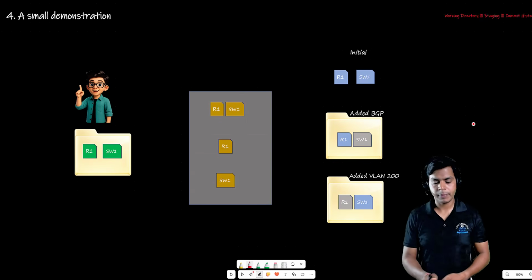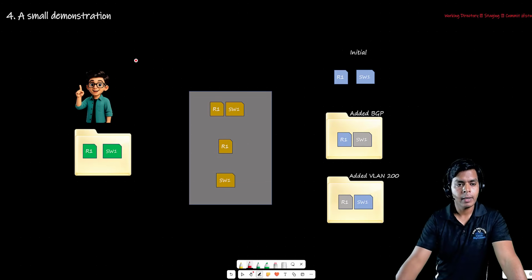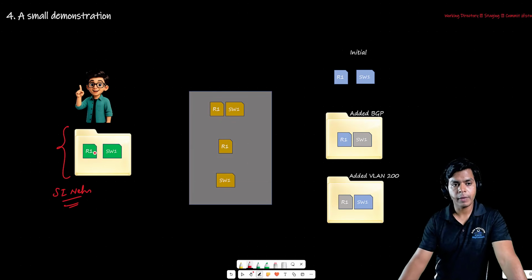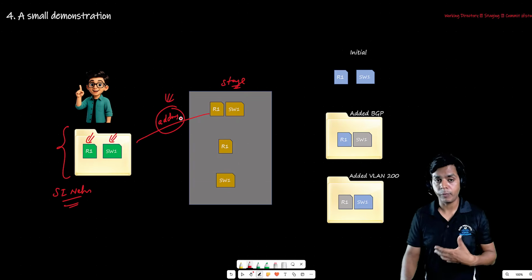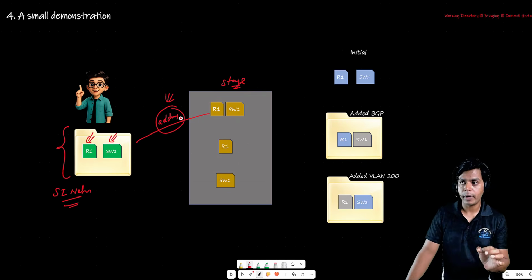What I'm going to do in the current demonstration: I will have one folder, maybe say Sports India Network, and this network will have two files, R1 and switch1. As a first change, I am going to put them on stage, and putting them on stage needs adding them to stage. So basically there is a git command with the name add. I didn't want to introduce any command today, but I would love to have one demo at least that whatever we have learned, it works, right?